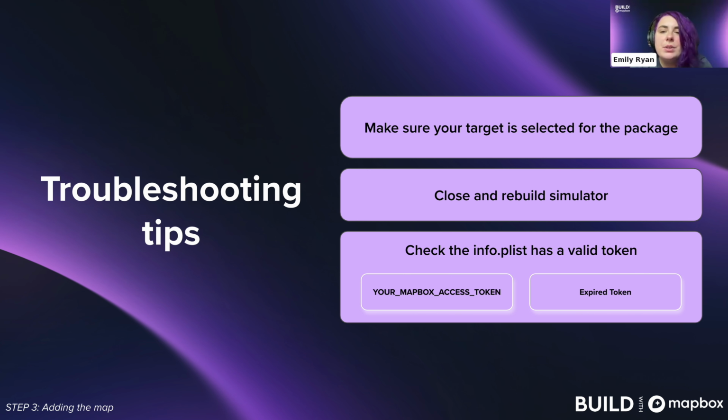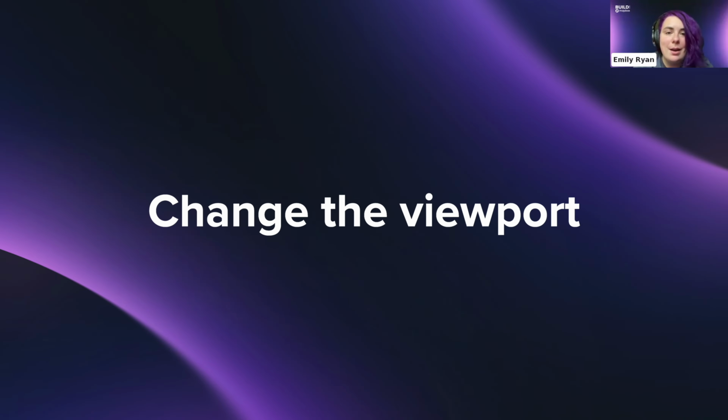Next, just try closing and rebuilding the simulator. Sometimes it takes a second for things to spin up, and just turning it off and on again will fix it. And then lastly, make sure that the token you submitted for your Info.plist is valid. Make sure it's not expired. Like I said, make sure it's not a secret token with the wrong dependencies. But yeah, that will help you get up and started with the map.